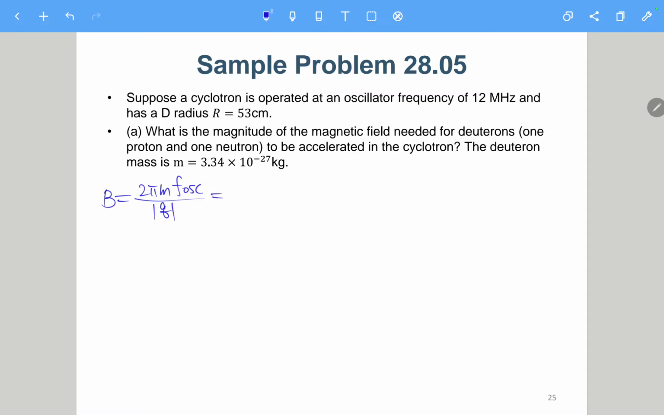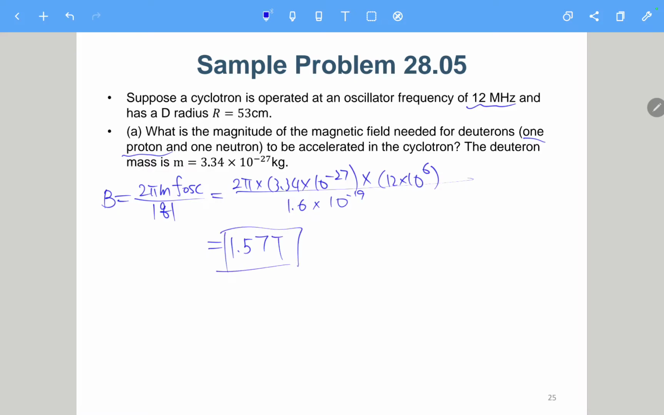And then we can just plug in the number. So it is 2 pi times 3.34 times 10 to the minus 27th, and then times 12 megahertz, 12 times 10 to the 6th power, all over Q. Q is, it tells you it is 1 proton, so it should be 1.6 times 10 to minus 19. So in this case, B is 1.57 Tesla.